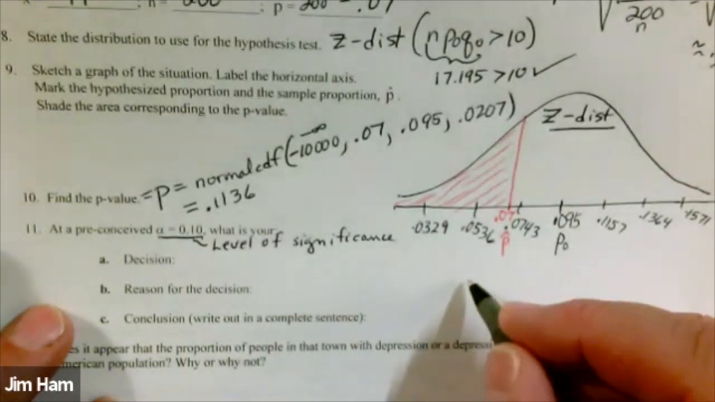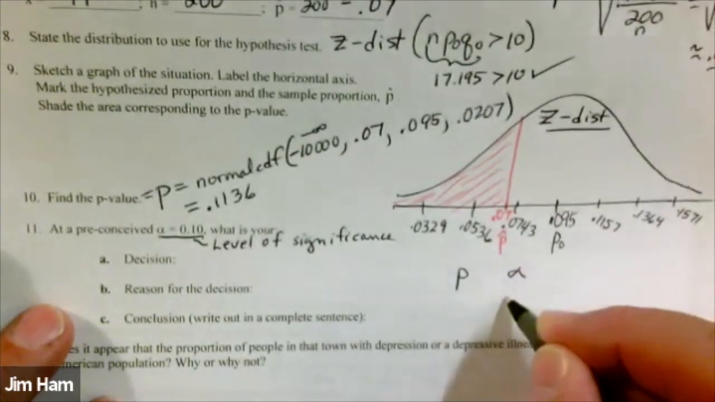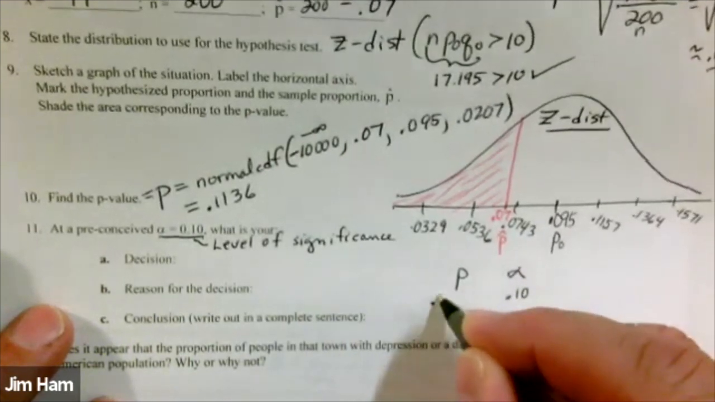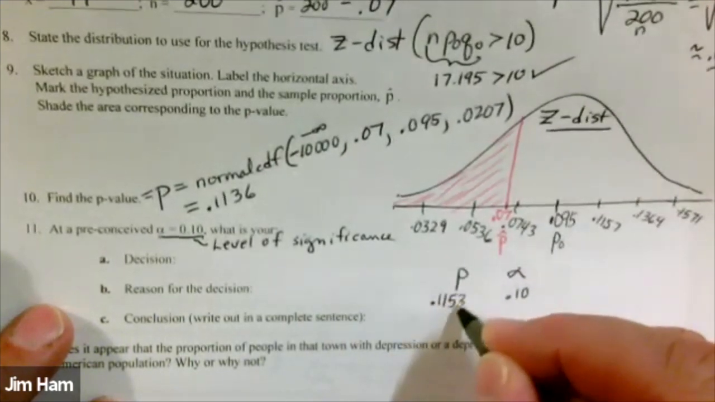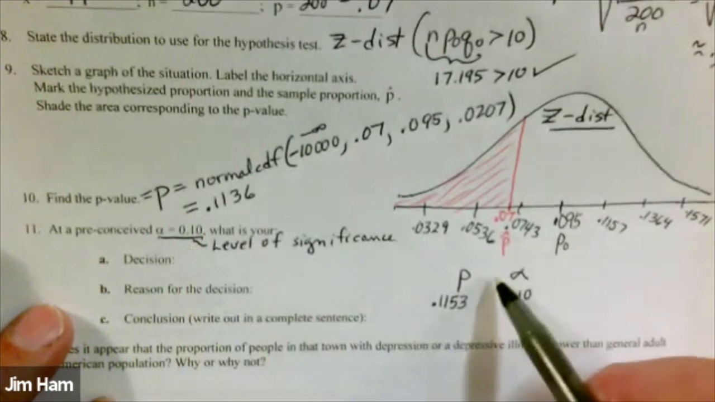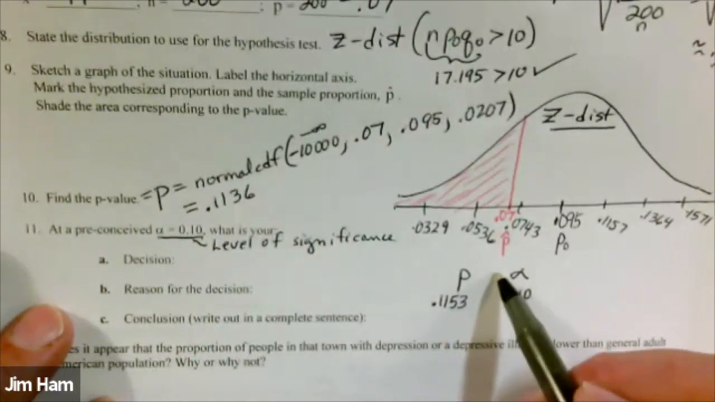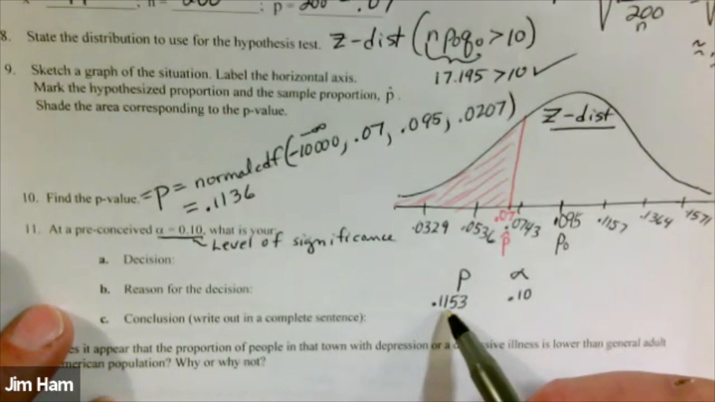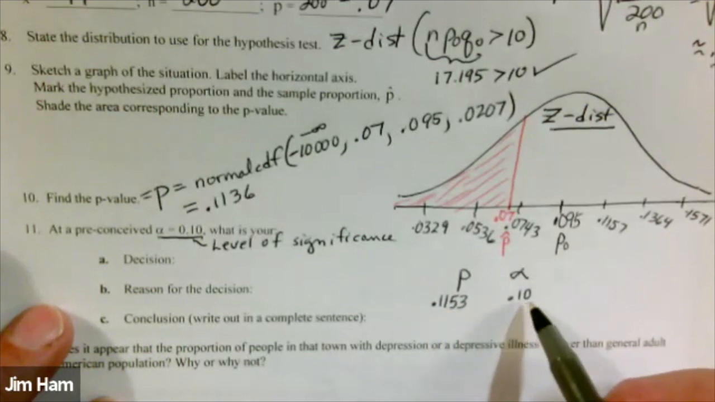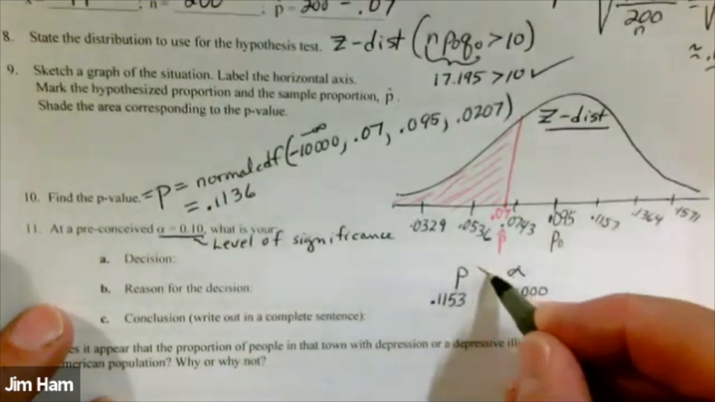Okay, so let's use the p-value approach. P and alpha. P is what we just calculated to be 0.1136. Alpha is the 0.10 that they just gave us. And now we need to insert a sign between these two numbers. What's the comparison? What relational symbol do I want to put in here? Less than or greater than? P is 0.1136. Alpha is 0.10. If you want, add a couple more zeros. But you can see here that P is greater than alpha.